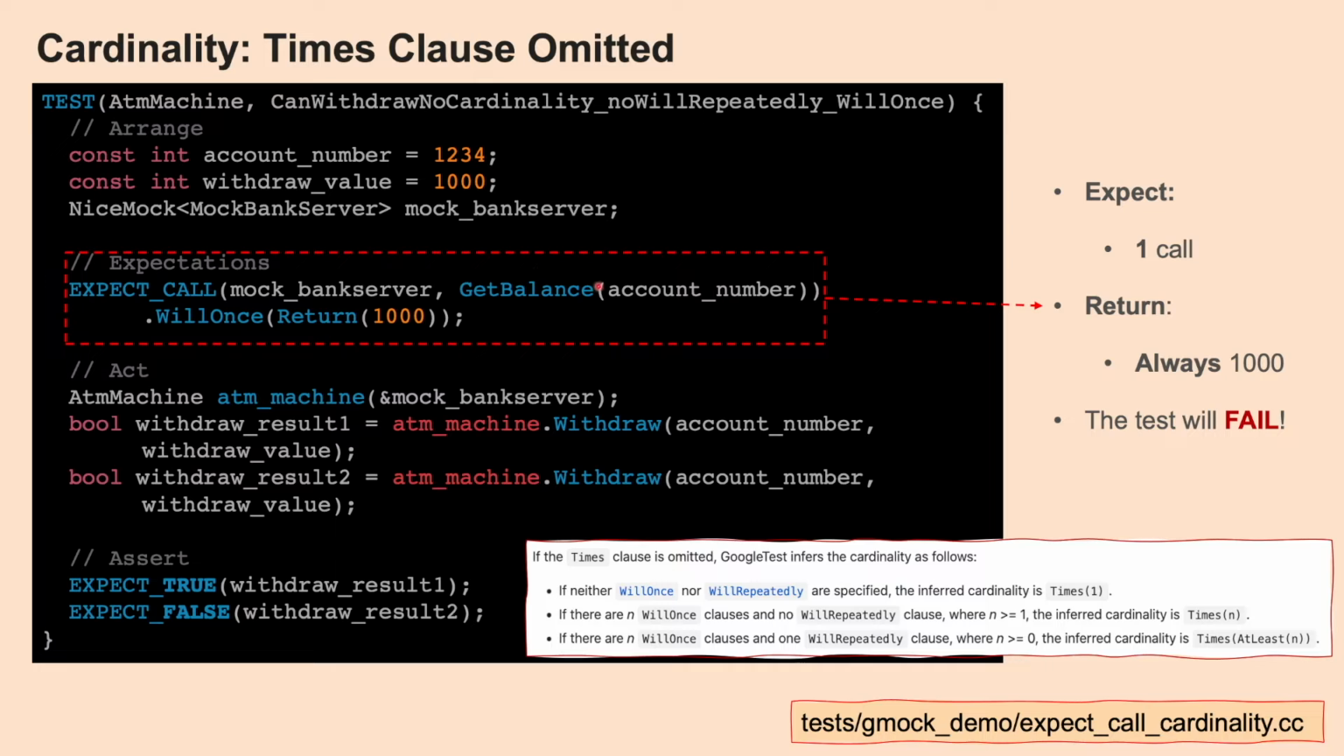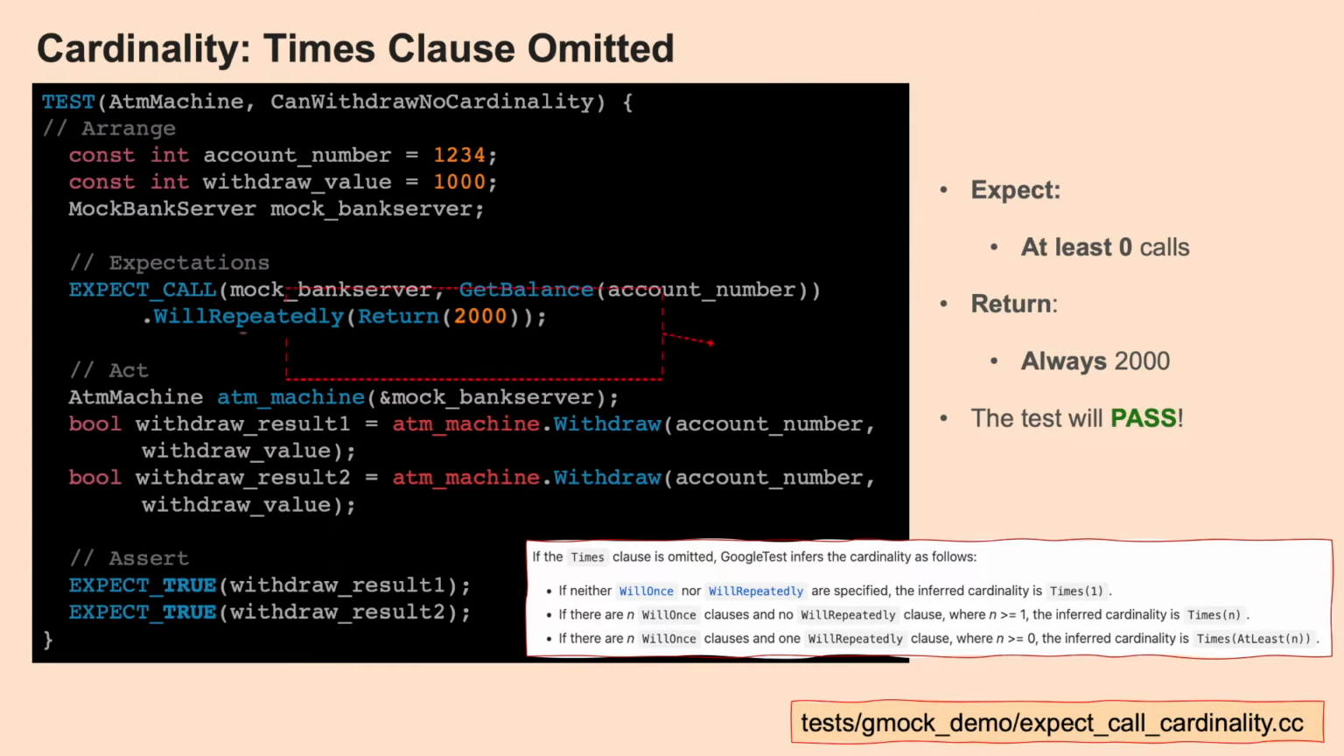Let's look at this example. Here I'm saying if get balance was called with this parameter once, the first time return 1000. And I don't specify what should happen next. Using the documentation, this falls under the second category, which means that the expected number of times would be exactly one call. So if I go ahead and call this withdraw again, the test will fail because get balance was expected to be called only once, and now it was called twice with exactly the same argument.